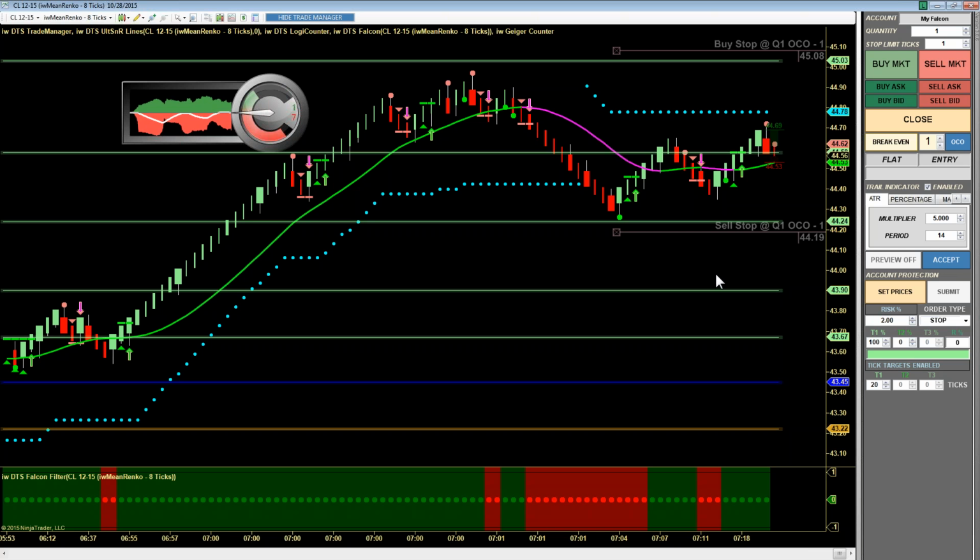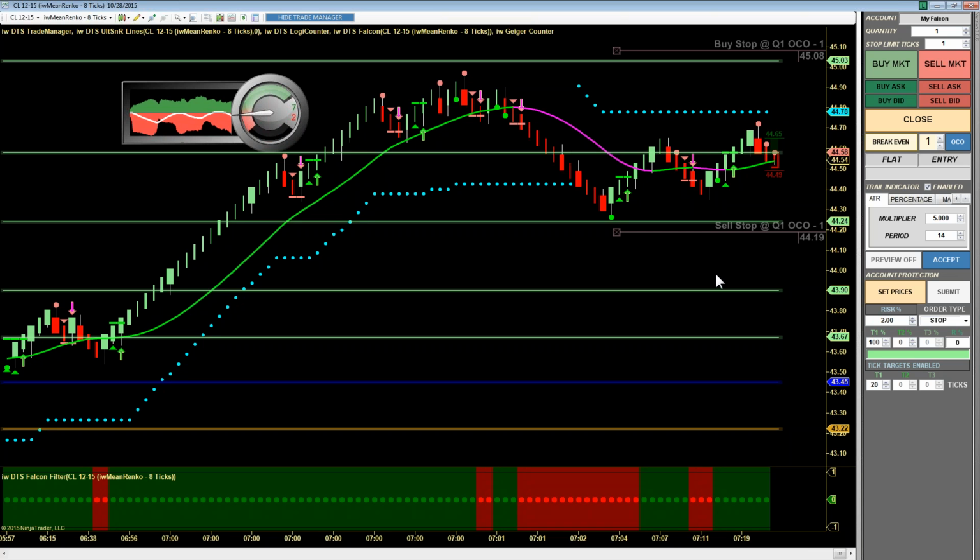The Raptor is much the same way. It's a hybrid of the other tools. It will produce scalp signals, but maybe not as efficiently as the Hawk. It will produce swing signals, but again, not as efficiently as the Falcon. It will produce trend signals, but maybe not as efficiently as the Eagle. That's not to say the Raptor is not a good tool.